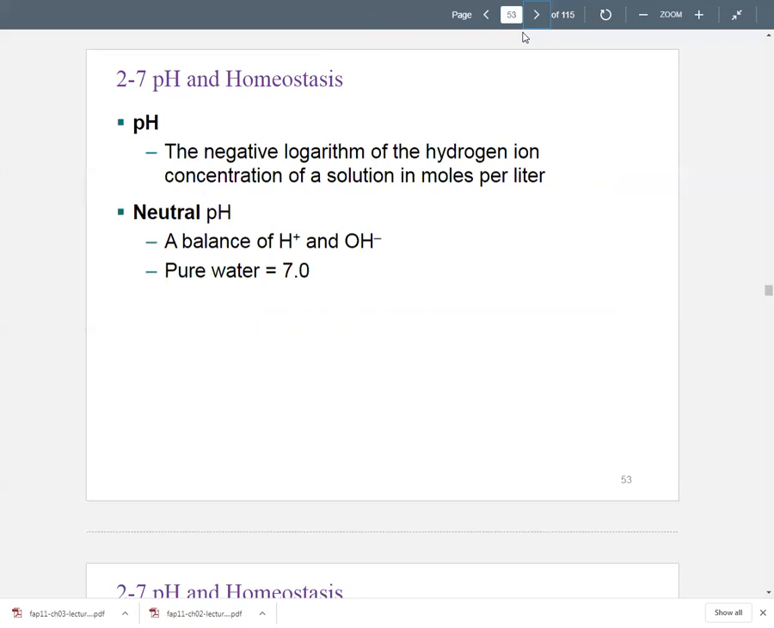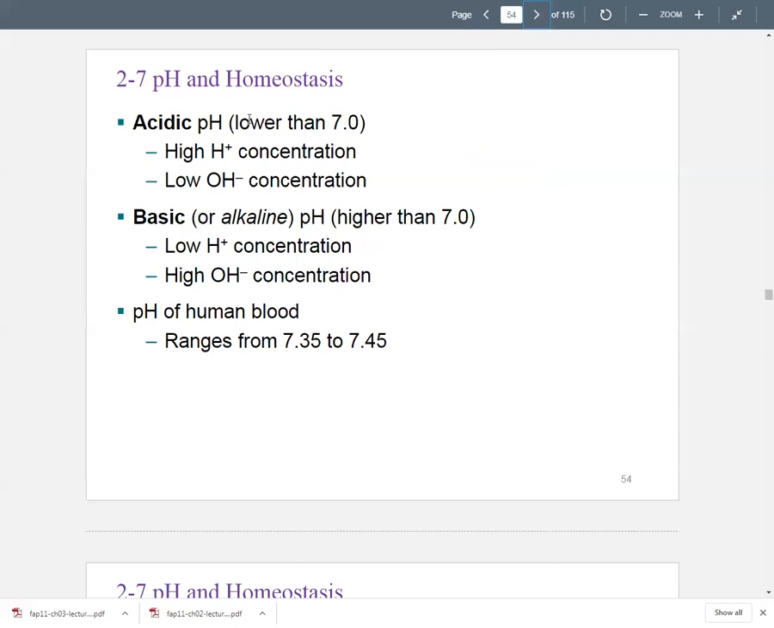Okay? So neutral pH means you have a balance of hydrogen ions and hydroxyl ions. An example of that would be water, which has a pH of 7. Okay, so your pH will be considered acidic if the pH is less than 7. And in that scenario, you have a high concentration of hydrogen ions because, again, it's the negative log of the hydrogen ion concentration. All right, so high concentration of hydrogen ions, low pH. The flip side of that is that the OH concentration is low.